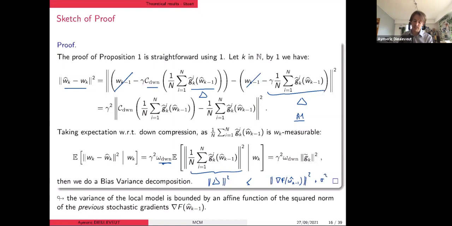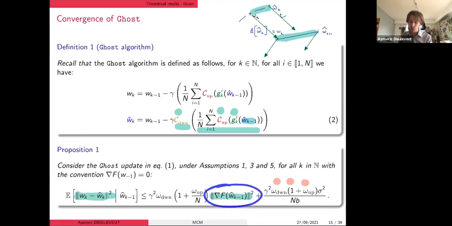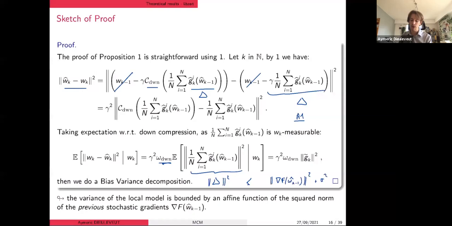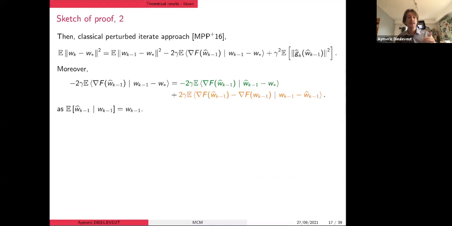We are proportional to the squared norm of the gradient at the previous iterate plus a noise that combines several different noises. The second part of the proof is to apply this kind of random perturbed iterate. What we do is very classical from the optimization point of view. We look at the squared distance between wk and w star, and we expand this quantity into three terms. The one I'm going to focus on the most is this one. This is the inner product that we always want to lower bound without the minus sign, so upper bound with the minus sign, in order to show that this is where the contraction or the gain comes from. I want the gain to be larger.